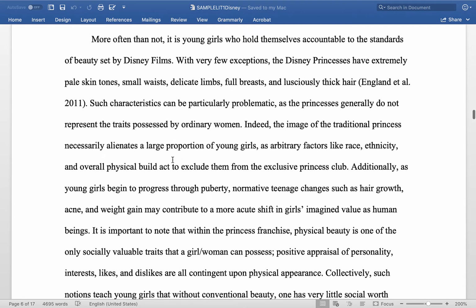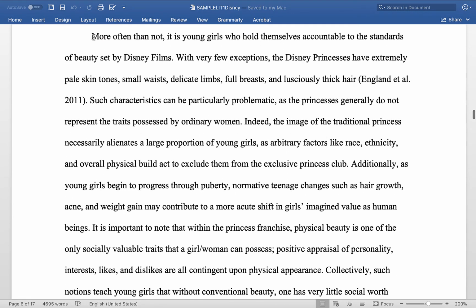Okay, here we go. Here's one. "More often than not, it is young girls who hold themselves accountable to the standards of beauty set by Disney films." That's the author's argument. Right? That's the voice of the researcher leading the research. That's not what the research is saying. That's what the author's saying.